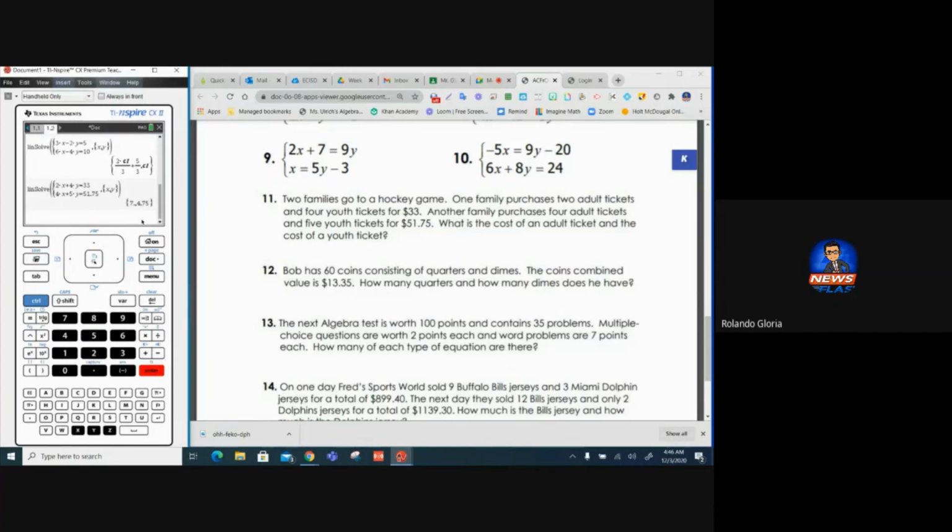Then hit enter. That gives us 7 and 4.75. So the price of an adult ticket is $7, and the price of a youth ticket is $4.75.